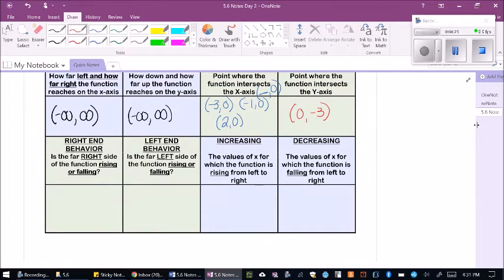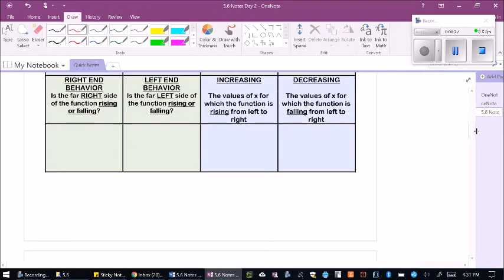Okay, right end behavior, left end behavior. So we learned this yesterday. And so let's just review. I want to review what rise and fall looks like real fast. So rise, that would be like if my graph was going up, and then fall would be like if my graph was going down.